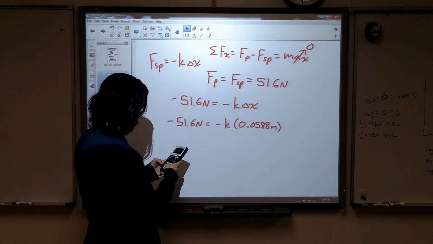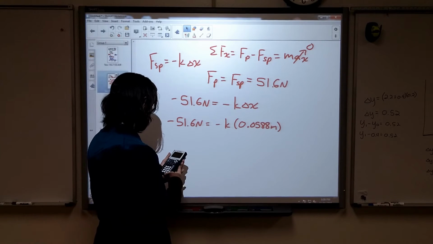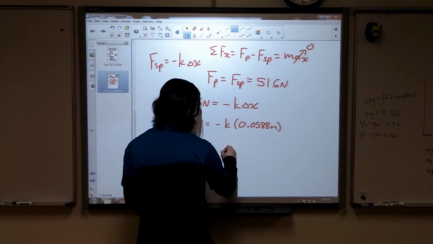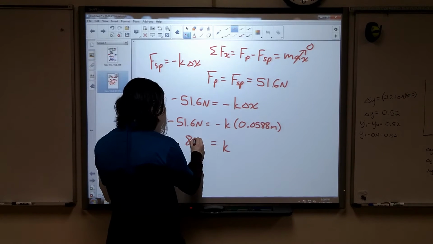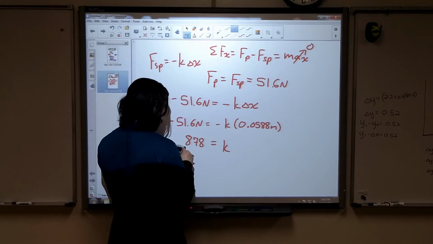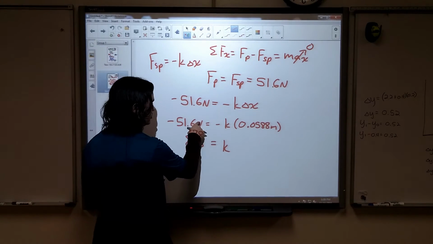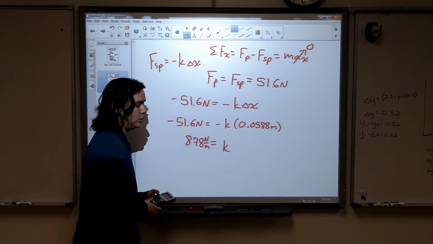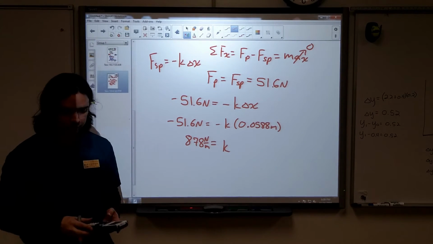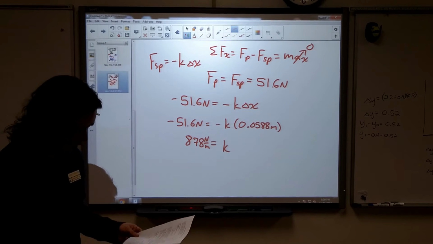So I get 51.6 divided by 0.0588, and I end up with, if I've done this correctly, my spring constant, which is what this problem is actually asking for. It's 877.55, but I'm getting 878 newtons per meter, which is the standard unit for a spring constant. All right, let's see.